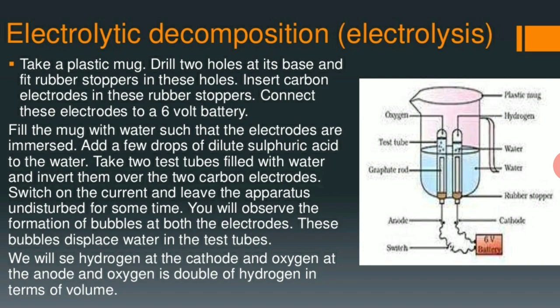When the switch is in the on position, current will pass through the water and you will observe the formation of bubbles at both electrodes. These bubbles displace water in the test tubes. In this reaction, hydrogen is liberated at the cathode and oxygen is liberated at the anode.